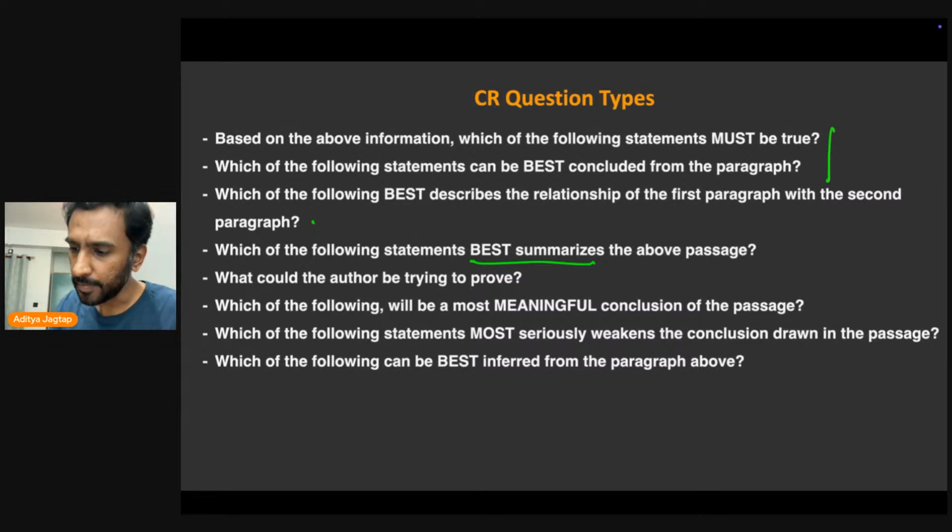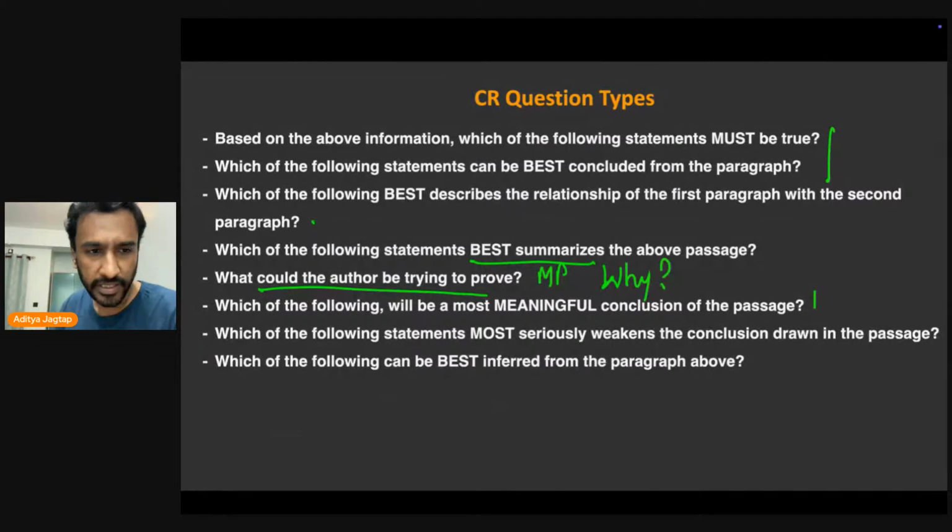What could the author be trying to prove? Another main point question, right? What is the purpose of the author? Why is the author talking to us? Why is the author trying to say something specific, right? The author is trying to prove something. So that's a main point question. Which of the following will be the most meaningful conclusion?